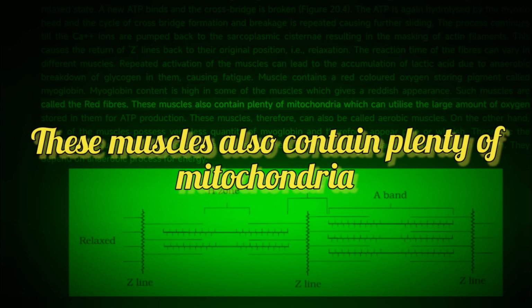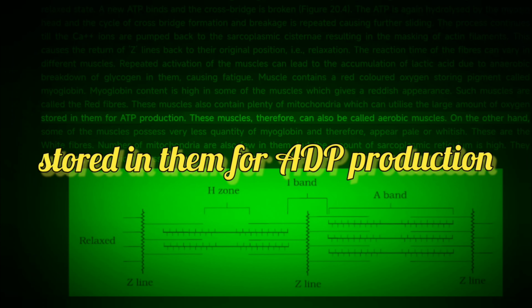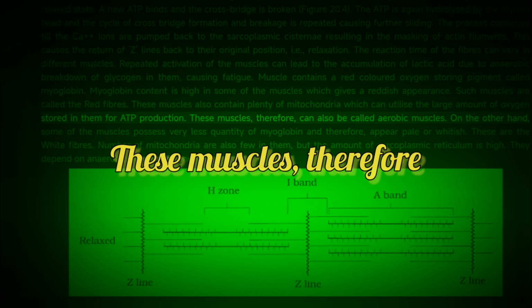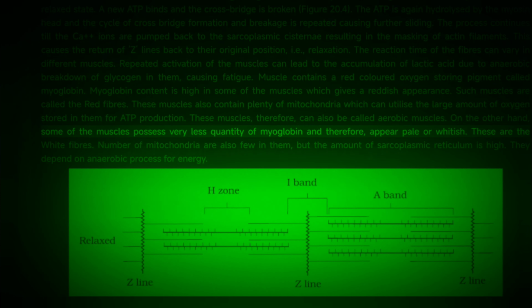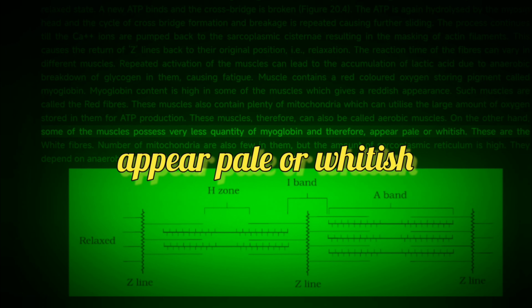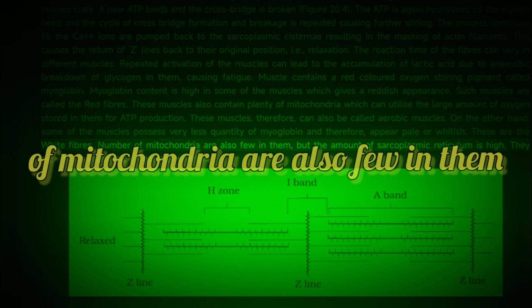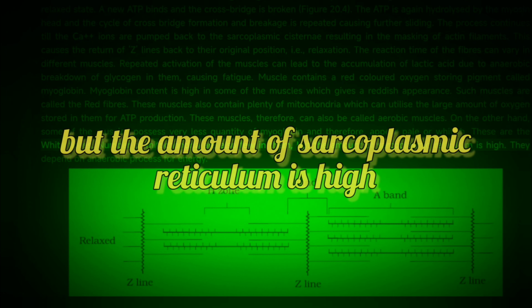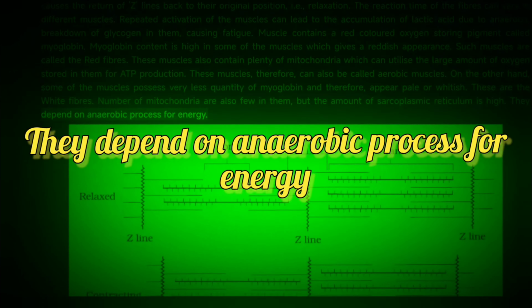These muscles also contain plenty of mitochondria, which can utilize the large amount of oxygen stored in them for ATP production. These muscles, therefore, can also be called aerobic muscles. On the other hand, some of the muscles possess very little myoglobin and therefore appear pale or whitish. These are the white fibers. The number of mitochondria is also low in them, but the amount of sarcoplasmic reticulum is high. They depend on anaerobic process for energy.